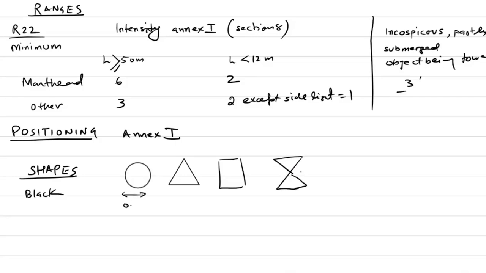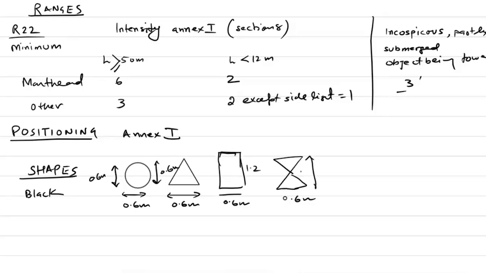The shapes, number one, are black in color. Their diameter is 0.6 meter. Similarly, this is also 0.6, this is also 0.6, 0.6 meter. The cylinder is double, so it is 1.2 meters. Very easy to remember. These are minimum dimensions. They can be foldable type also. So remember that. Now we'll come to the lights and shapes.